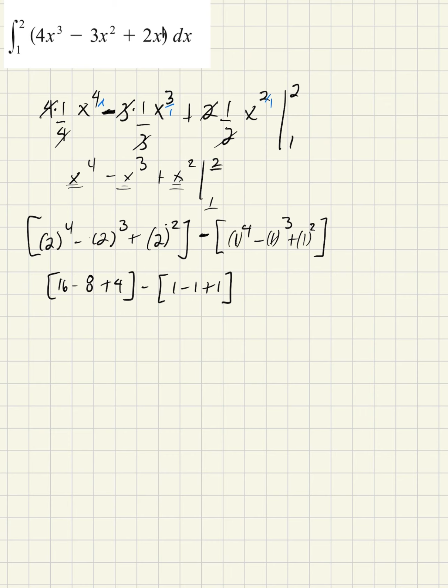So just leave it, put parentheses so that you don't get confused. That's fine. So then I just take this. 16 minus 8 is 8. Okay. 8 plus 4 is 12. So 16 minus 8 is 8, and then 8 plus 4 is 12.